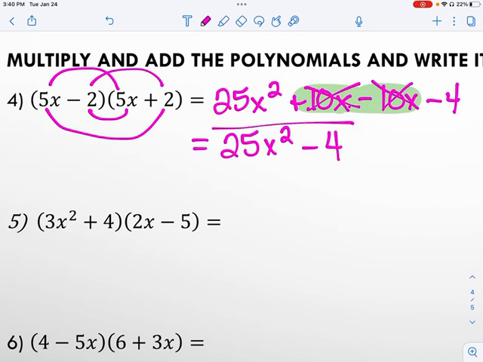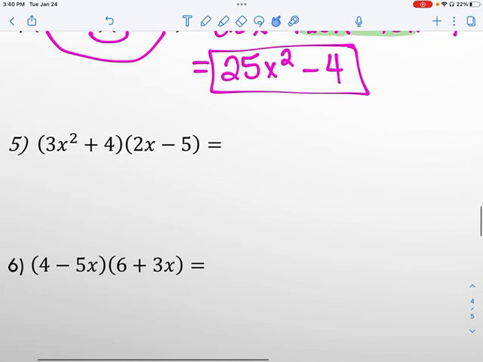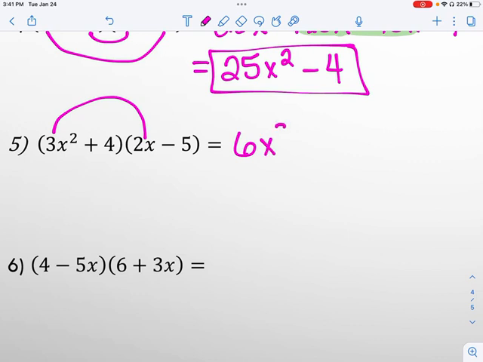and I would be left with 25x squared minus 4. Okay, we can also do some where it's not just straight up, it's got some extra exponents in it, but we do it the same way. So first times first, so that would give me 6x to the third. Remember, you're adding those exponents on the x.